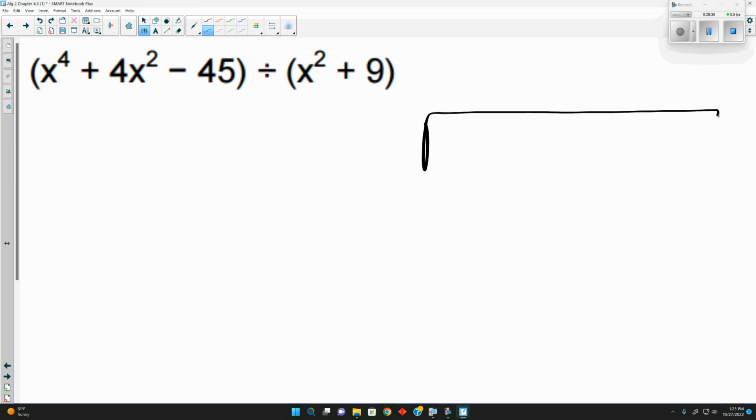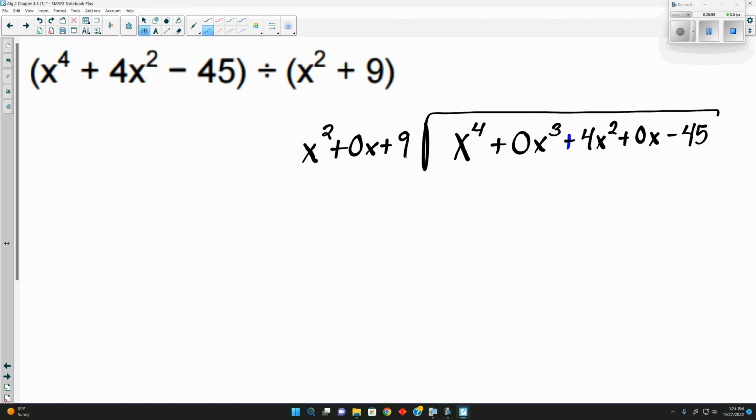Now, if we fill in what goes inside this here, we would start off with x to the fourth. We don't have an x cubed term, so we can add it in as 0x cubed. Then we have our plus 4x squared plus 0x minus 45. On the outside, we have our x squared. We don't have an x term, so we fill it in as 0x, and then we have our 9. Questions on how we set this up?